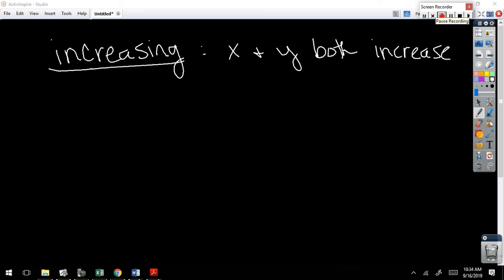As x increases, we're talking about to the right. Y increasing would be going up. So it does look like a positive slope.